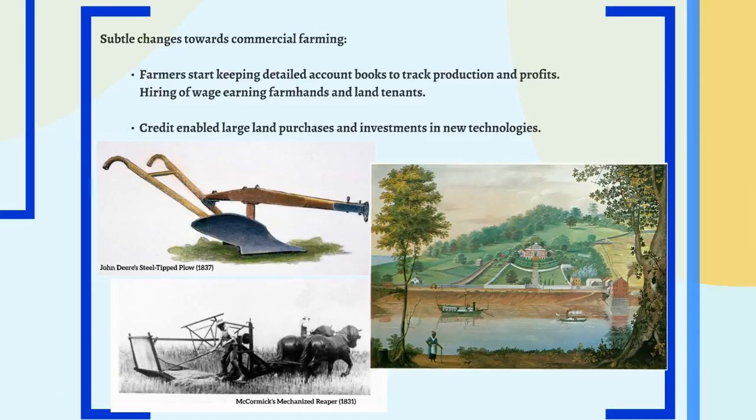There are a lot of historical examples, pieces of historical evidence that show how farmers are making the move away from subsistence and towards commercial or market farming. For one thing, what we start to see farmers do after the year 1800 is they start to keep really detailed record or account books. They're doing this now because their operations are becoming a lot larger. They feel the need to track production, track profits, losses, those sorts of things.